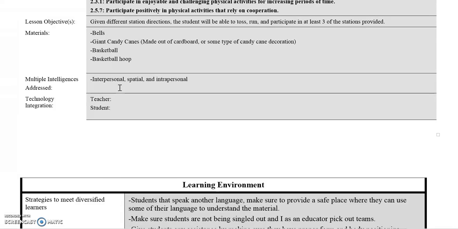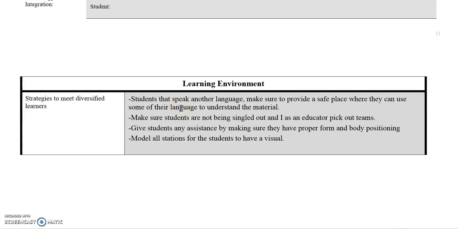The multiple intelligences addressed are interpersonal, spatial, and interpersonal. And for strategies to meet diversified learners, students that speak another language, make sure to provide a safe place where they can use some of their language to understand the material. Make sure students are not being singled out, and as an educator, I will pick out the teams for the students rather than having the students pick out the teams, so no one is picked last and feels left out. Give students any assistance by making sure they have proper form and body positioning. And of course, model all stations for the students so they have a visual before starting the actual activity.